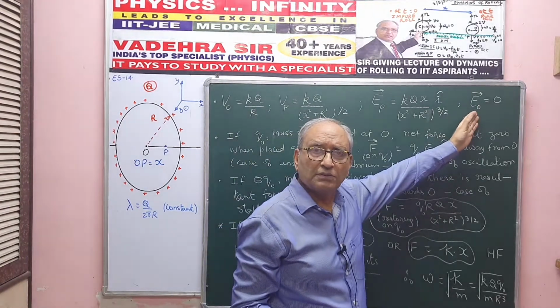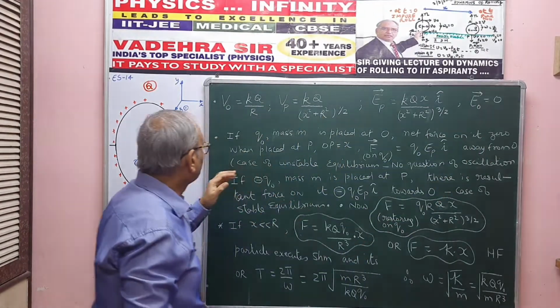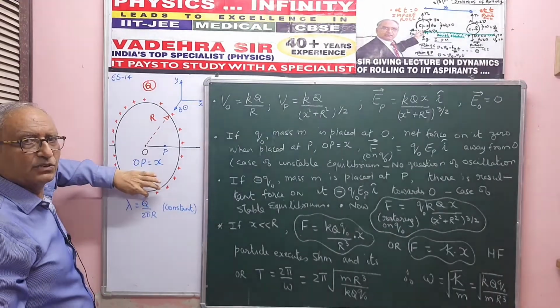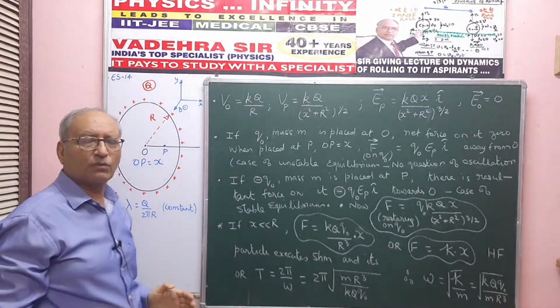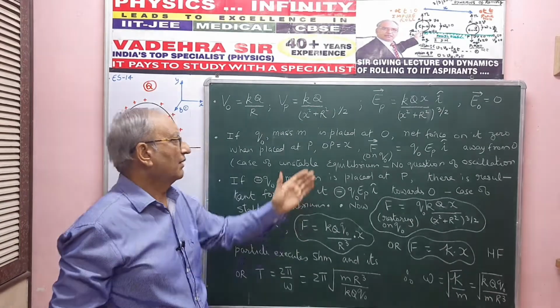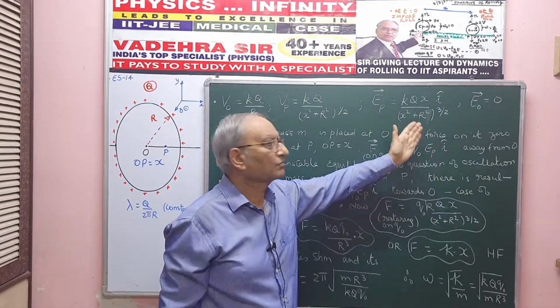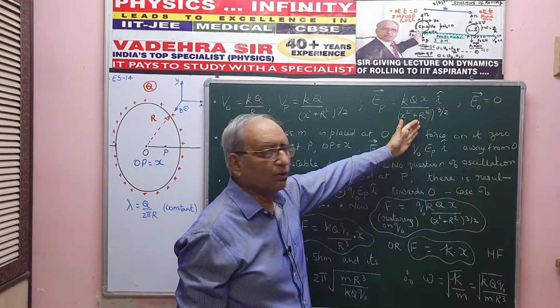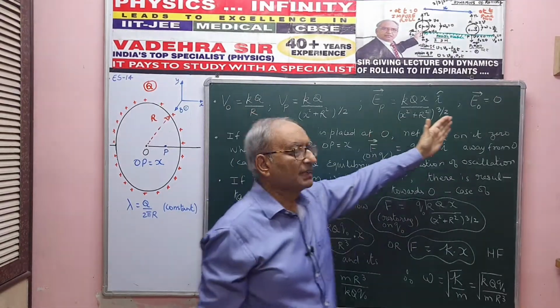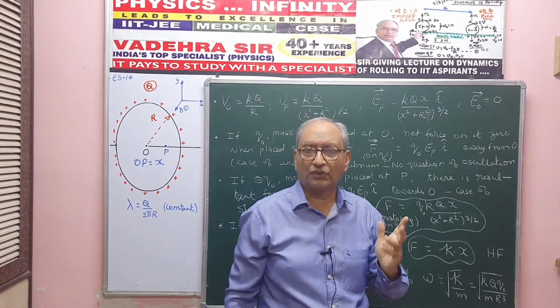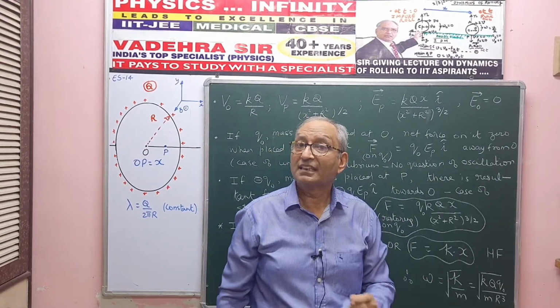If I talk about the center, at the center, for every element dq, there is an opposing element dq, and vector-wise the field gets cancelled. Well, even if you put x equal to 0 in this expression, you will get EP equal to 0. So the field of the charged ring at the center of the ring is 0.